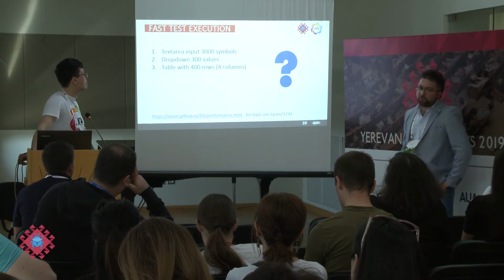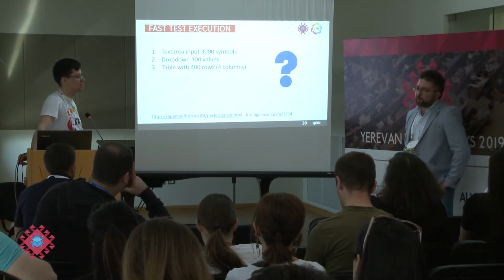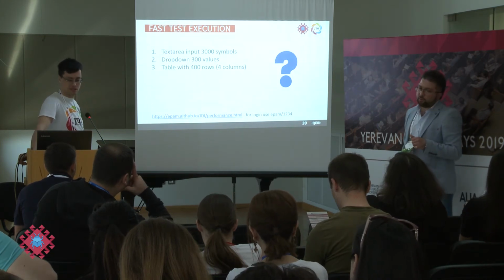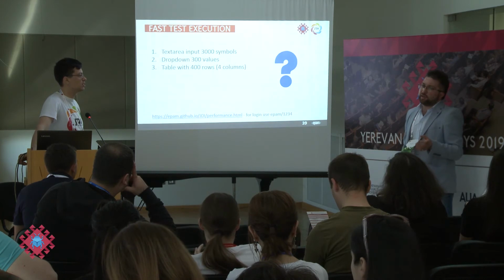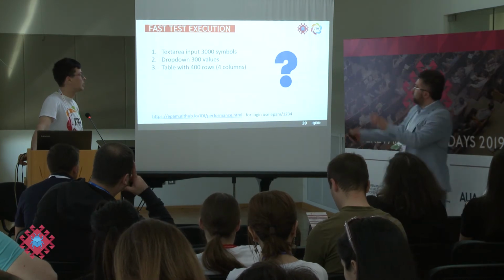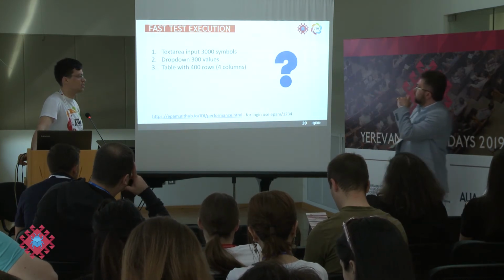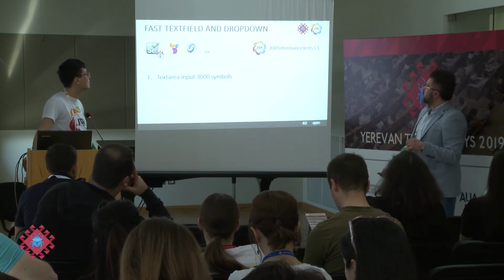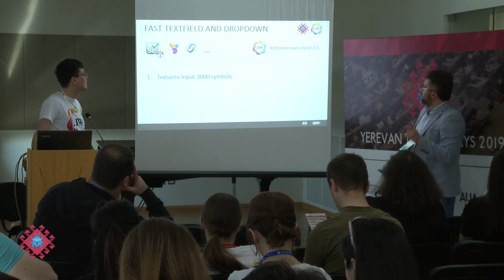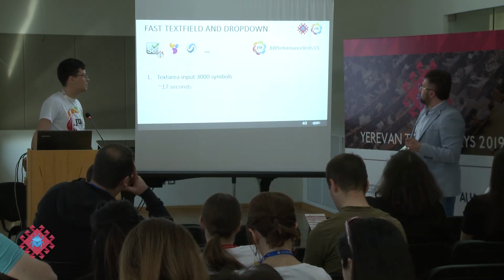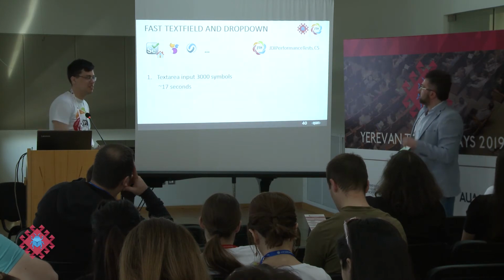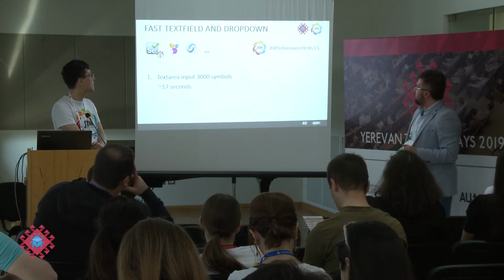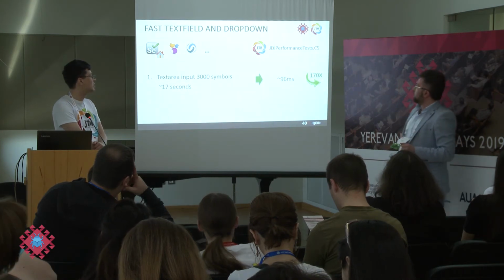Okay, we talked about how to reduce the code and how to create page objects, and now a little bit about performance itself. How much does test execution take? For example, we have a text area input for 3,000 symbols, and dropdowns and tables. For the Selenium framework, it approximately takes 17 seconds. You can exercise it as homework. And for JDI, you will.